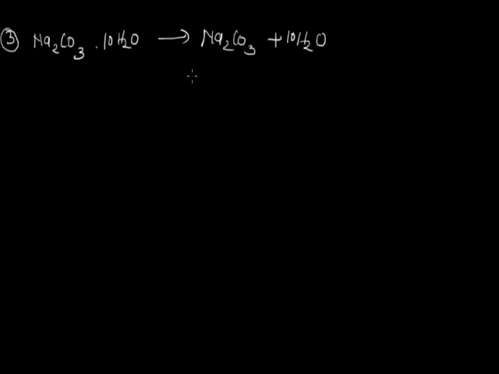The third most important property is overheating of sodium carbonate, that is Na2CO3.10H2O. It is first dehydrated and gives Na2CO3 plus 10H2O. And on further heating, it melts Na2CO3 but does not decompose.